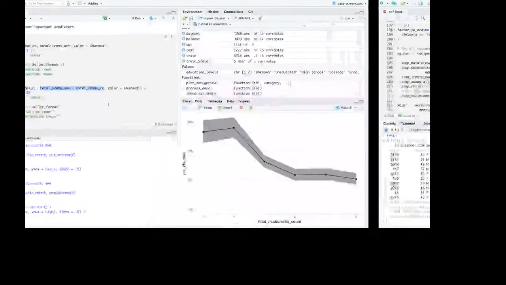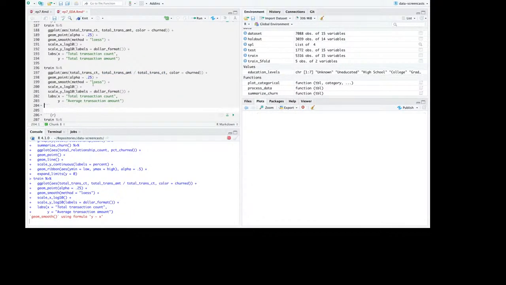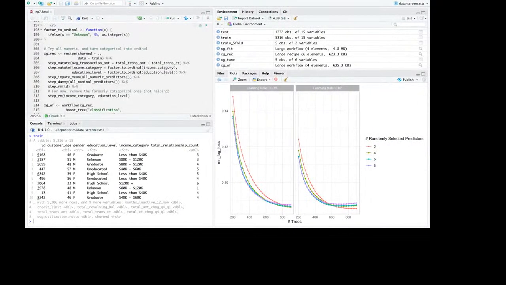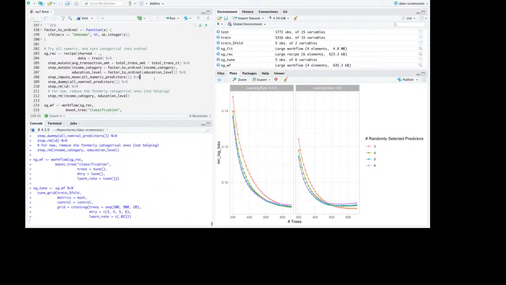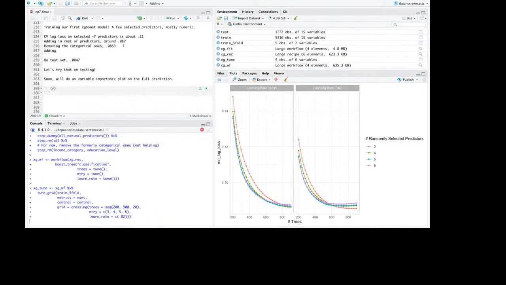Let me quickly check on total transaction amount. Was it ever NA? No. I want to make sure. Oh yeah, we can see it's always at least 10. Then here we go. Let's see if we can get any lower than 0.0853.